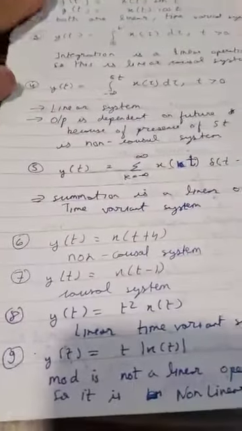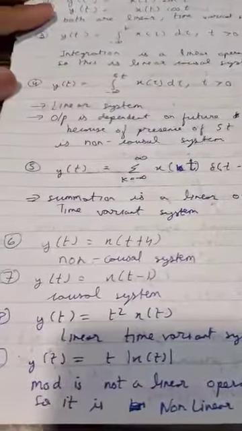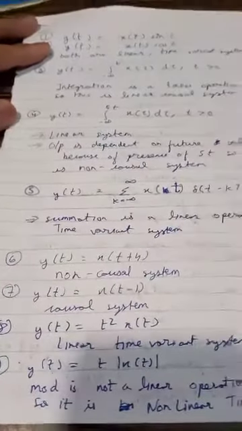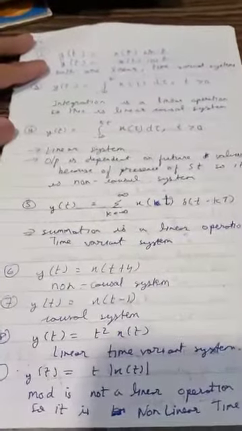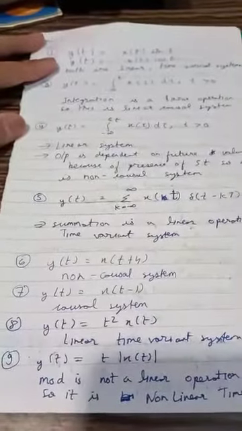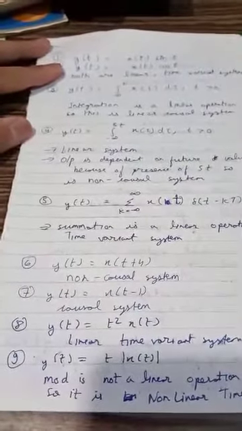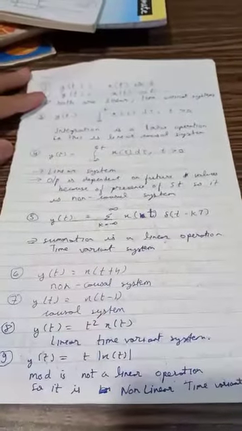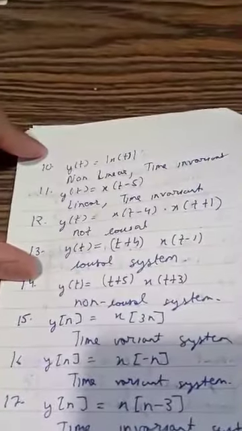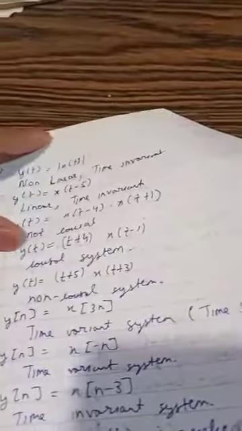The next question is y(t) = x(t minus 1). This is a causal system. The next question is y(t) = t squared x(t). This is a linear system, but it is a time variant system because t squared is getting multiplied with x(t). Next is y(t) = t mod of x(t). Mod is not a linear operation, so this is a non-linear time variant system. Next question is y(t) = mod of x(t). This is a non-linear time invariant system because mod is a non-linear operation.